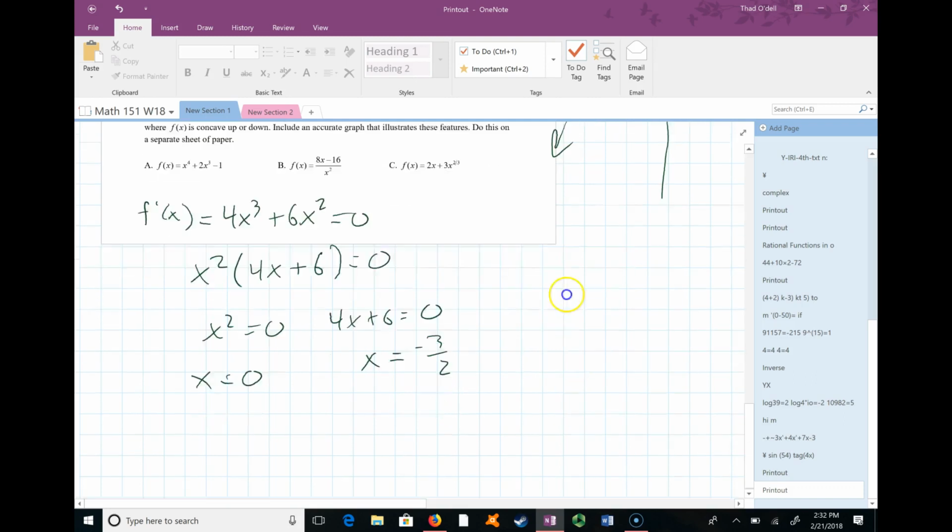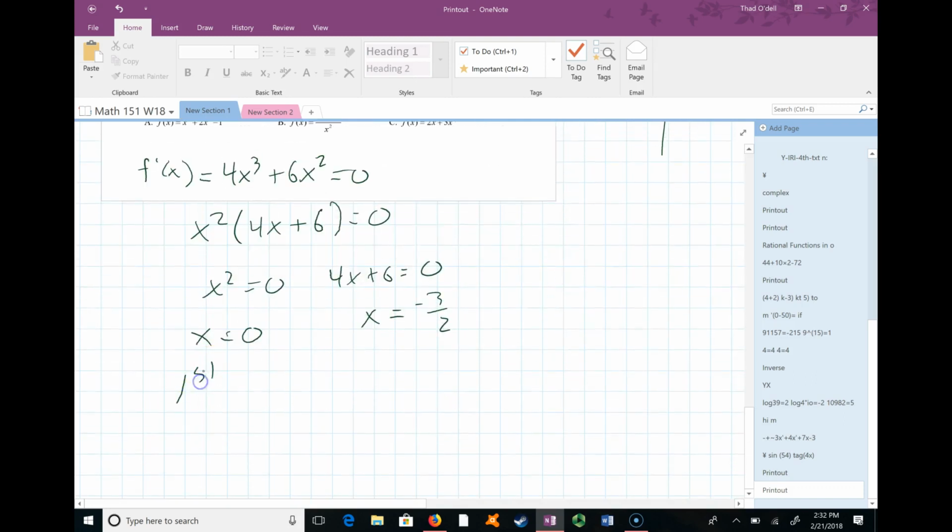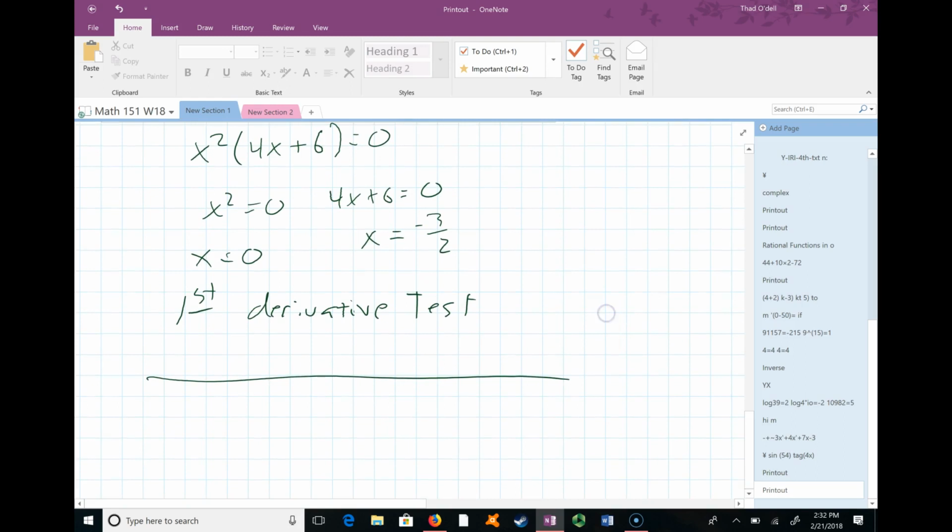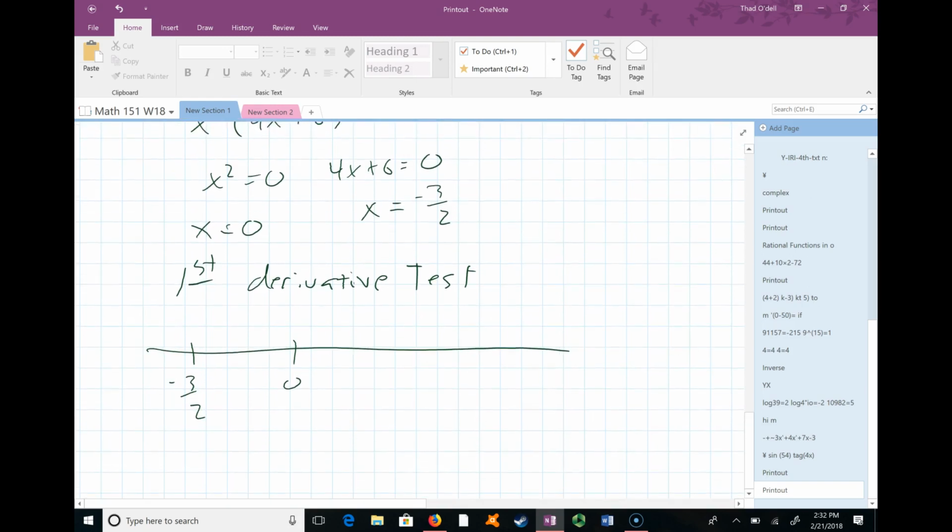So if we're doing the first derivative test, we'd set up a little chart, and we put down 0 and negative 3/2, and then we'd check between each slot. So these are the barriers, negative 3/2 and 0 are the barriers. We're not checking there, those are the barriers. We're checking between those.